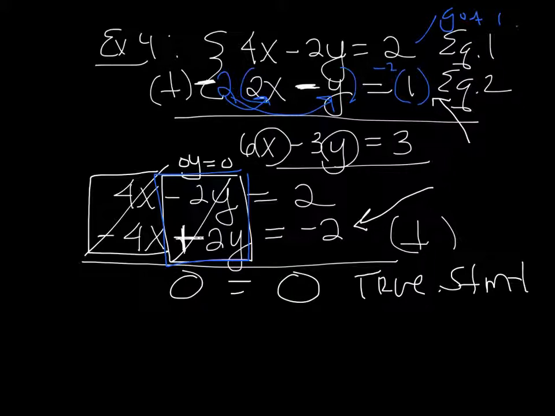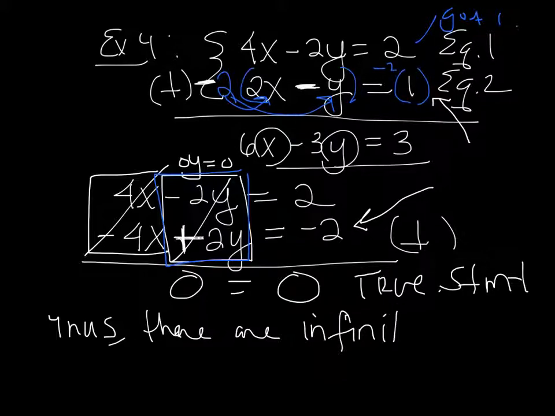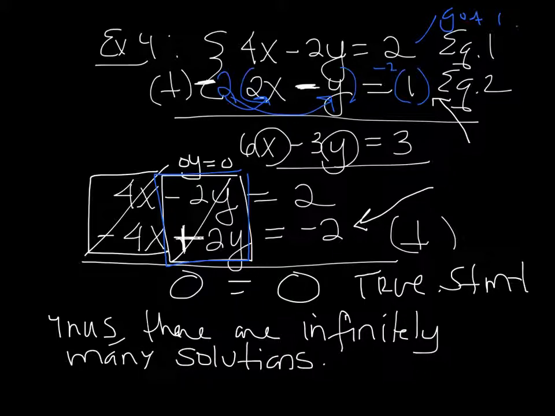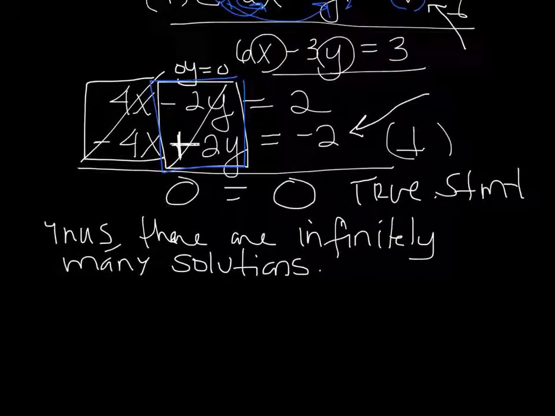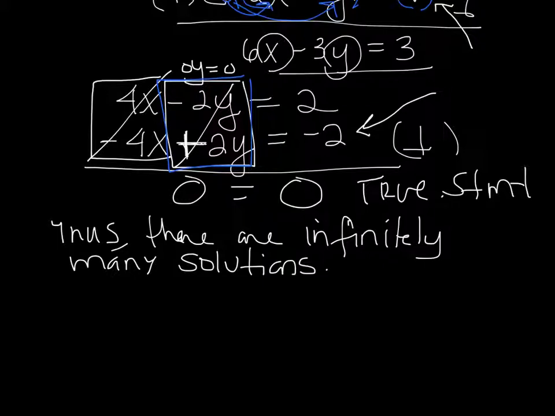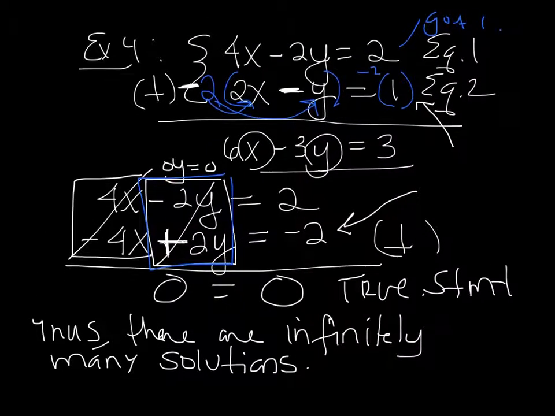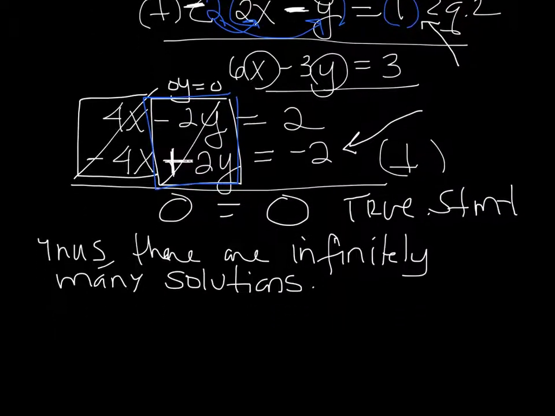So here you get a true statement, thus there are infinitely many solutions, right? The lines are the same, so they lie on top of each other, so they intersect at every single point. And here you don't need to check because everything works, right? You only check when there's one solution.